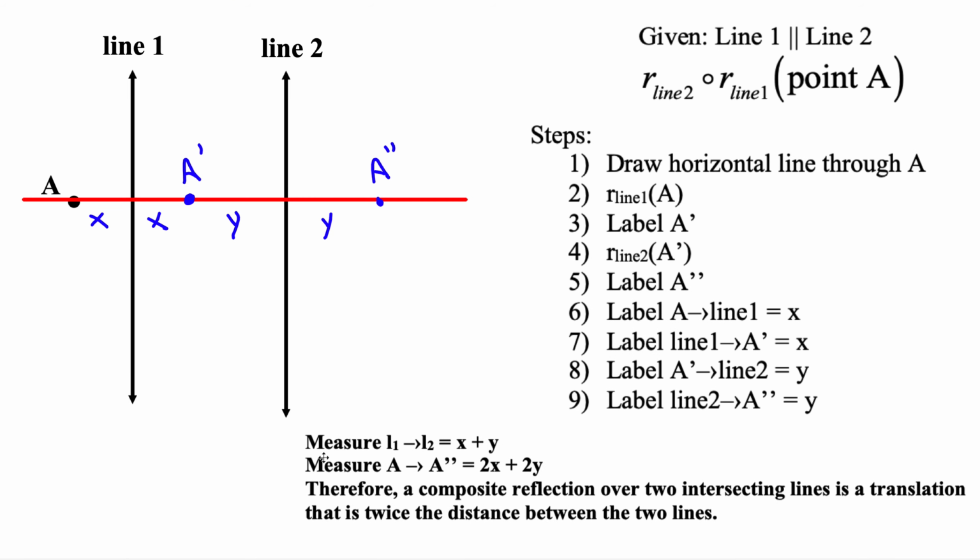Line 1 to line 2, is it X plus Y? Yes, it is. You can look at the drawing, right? What is the distance from here to here? And then A, in this case, A all the way to A double prime. That's important, A to A double prime, right? First to last, 2X plus 2Y.